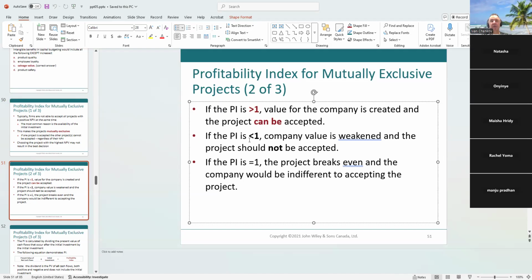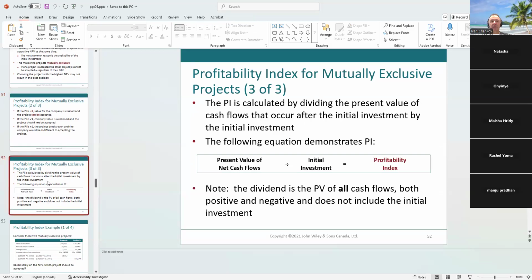If the profitability index is less than 1, it doesn't create value for the company and should be ignored. And if the profitability index is equal to 1 between two projects, then both projects are equally important for the company. How are we going to calculate that profitability index?